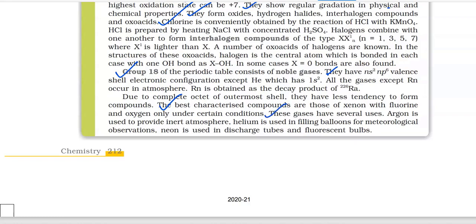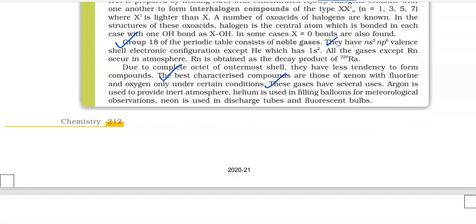These gases have several uses. Argon is used to provide inert atmosphere. Helium is used in filling balloons for meteorological observations. Neon is used in discharge tubes and fluorescent bulbs. Chapter completed. Thank you so much.